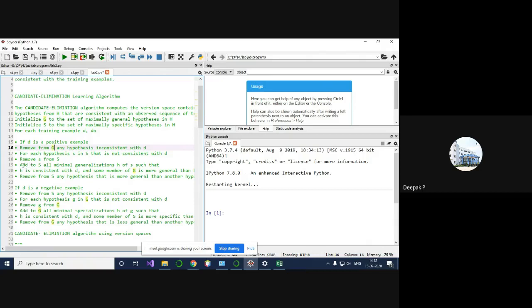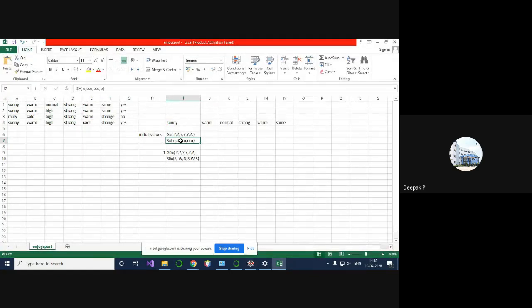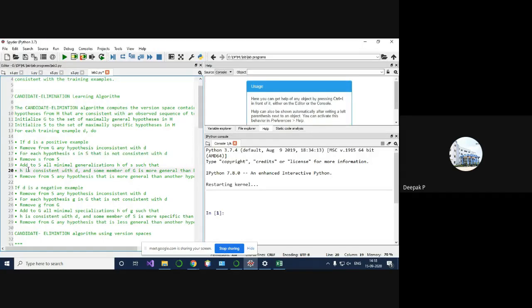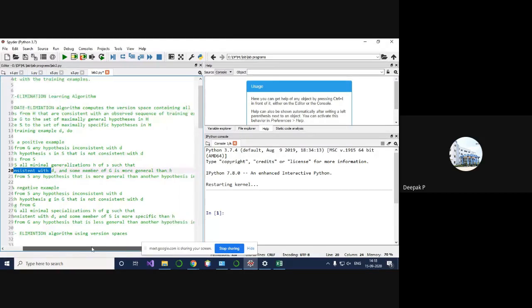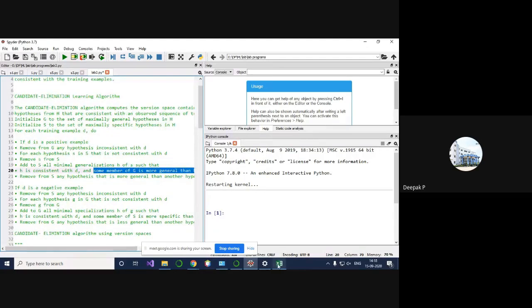So what I should do now is add this data to the hypothesis, where I need to make them a minimal generalization. As in the earlier step I had an empty data set, I have taken the minimal specific hypothesis for this. So that becomes a consistent example for the given training instance. And sometimes there is a particular condition where some member of G is more general than H, and we need to check the general hypothesis once again.